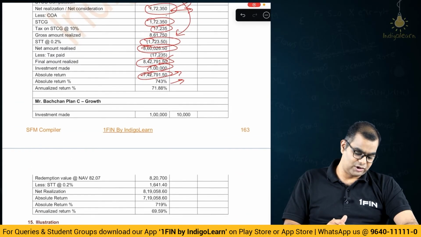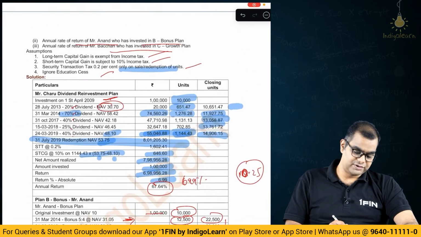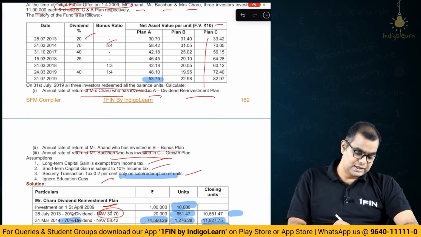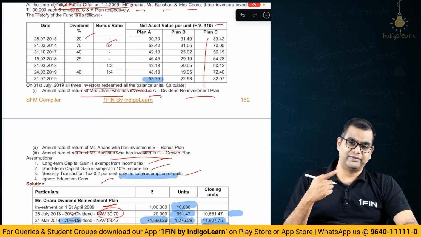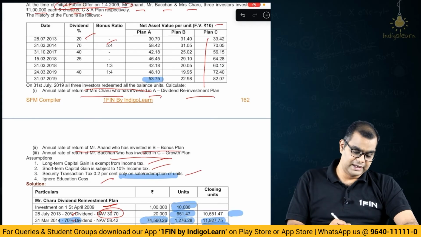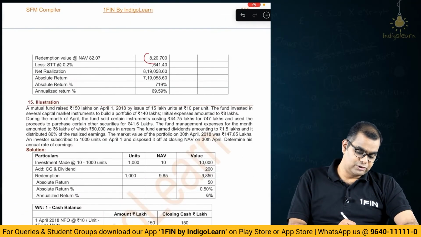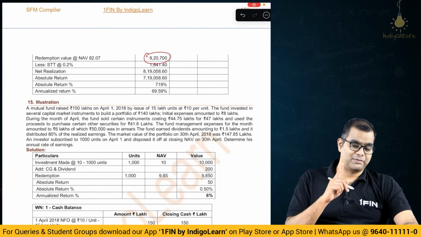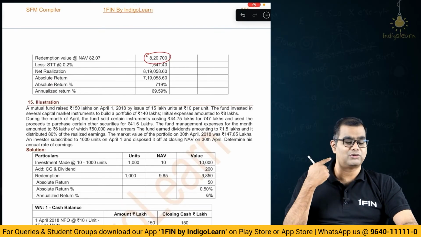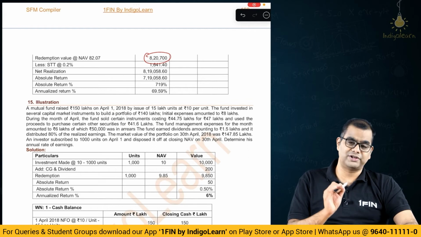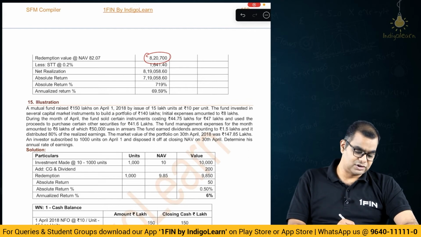Now, coming to plan C. What is this? This is the growth plan. What is the investment made? Investment made is 1 lakh, and what is the closing value? Because there is no concept of dividend, whatever is earned is invested back. Your closing value is 82.07. So, you multiply the redemption value of 82.07 into the original number of units. In a growth plan, the unit count does not change. So, you multiply 82.07 into the original 10,000. You get 8,20,000, and on 8,20,000, the STT is 0.2%, which is some 1,600. So, you basically get 8,19,000.